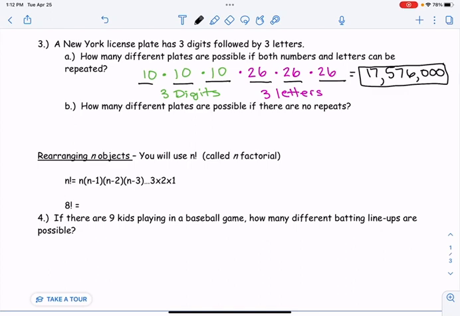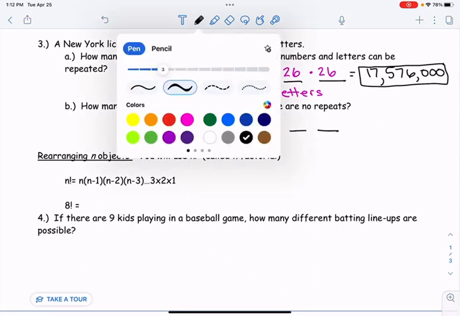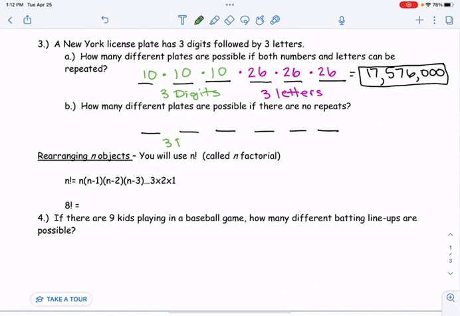Now what happens if I say there are no repeats? Well, again, I have 3 spots for my digits and 3 spots for my letters. So let's take a look at our 3 digits. Well, in the first spot, I can use any of my 10 numbers. So I have 10 possibilities. Let's say that in the first spot, we had the number 5 there. Well, now there's only 9 possibilities for the second spot. And maybe the first number was 5 and the second number was a 3. So then those 2 numbers are out, which means I only have 8 possibilities for the third spot.